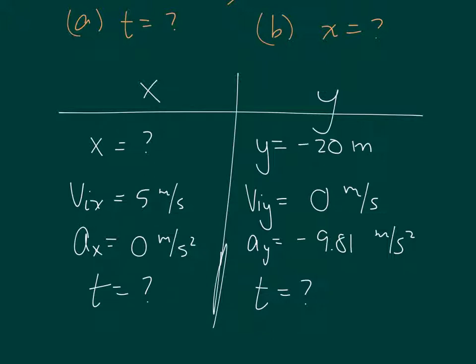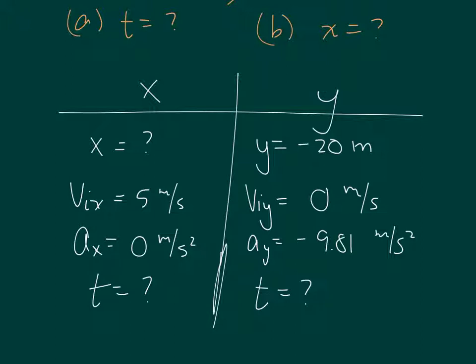How many missing variables do I have in the x direction? How many missing variables, Ellie? 2. So I can't do anything there yet. I can write my equation, but I really can't solve individually. If I have 2 missing on both sides, then I would need to use a system of equations and substitution. But the y direction looks pretty nice, doesn't it?